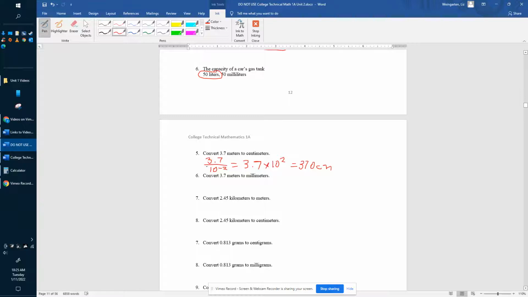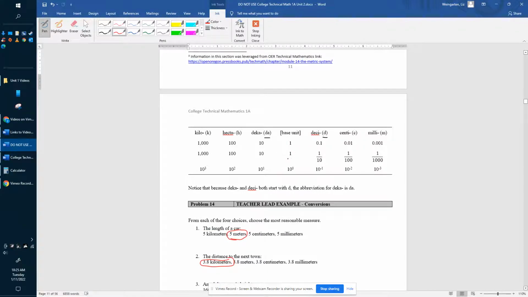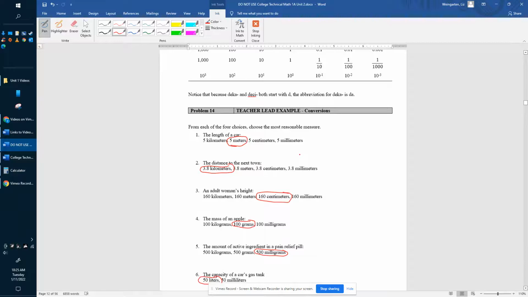So why did we divide 3.7 by 10 to the negative 2? Let's look at this more simply. We have 3.7 meters. We're going to multiply it by something, and we want our meters to cancel out. Right now, meters are on top. We have a 1 on the bottom. In order to cancel something out, we would have to put the meters on the bottom. So for 1 meter, we have 100 centimeters.